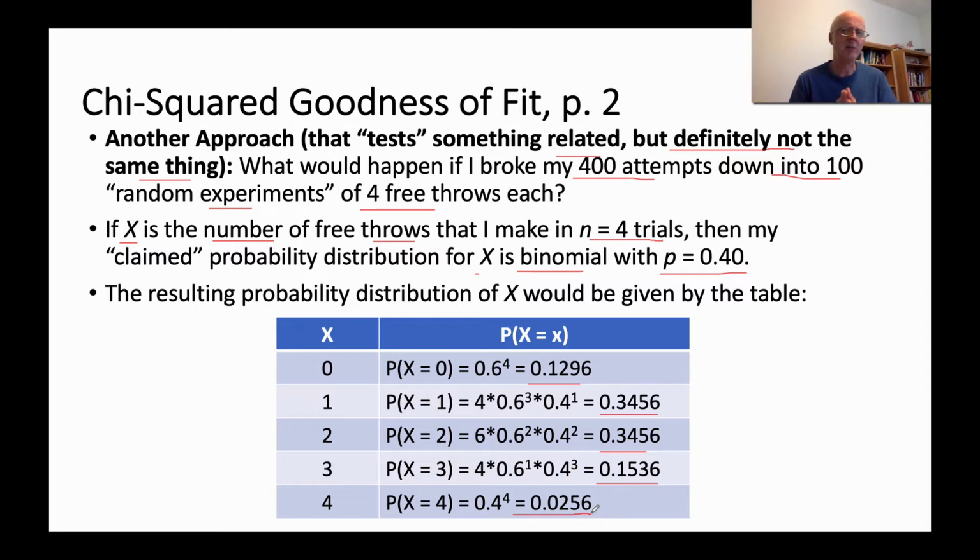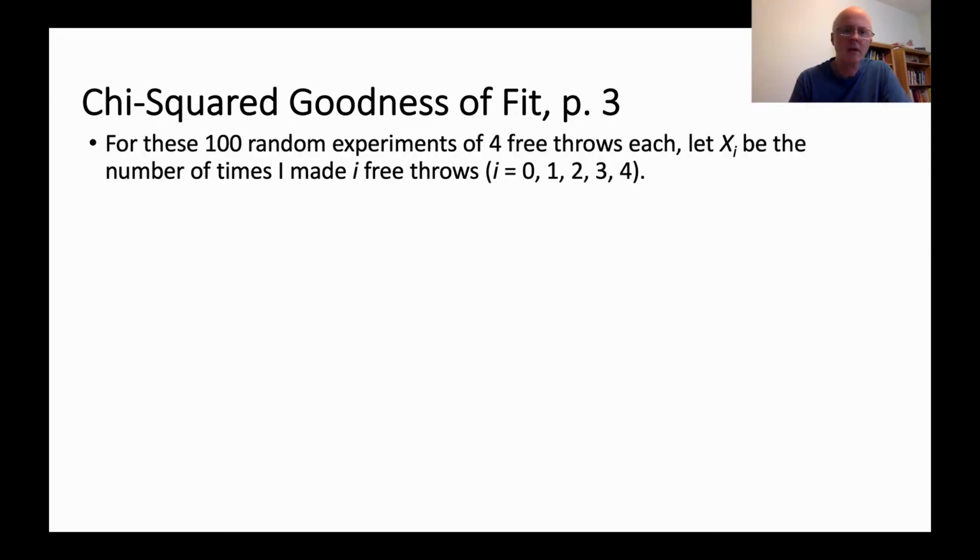Okay, so now, in this chi-square goodness of fit test, I'm really testing this overall distribution rather than just the probability of success, p equals 0.4. That really is testing something different, though of course related. Now let's be more careful in how we look at the null and alternative hypotheses in a way that'll generalize. For these 100 random experiments of 4 free throws each, let x sub i be the number of times that I made i free throws, where i can be 0, 1, 2, 3, or 4.